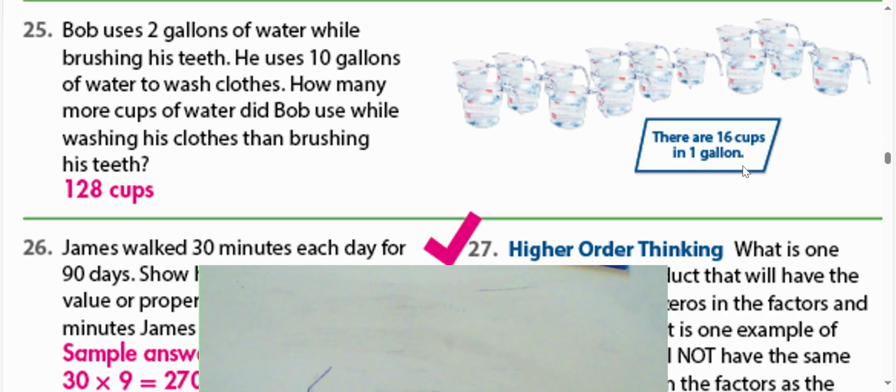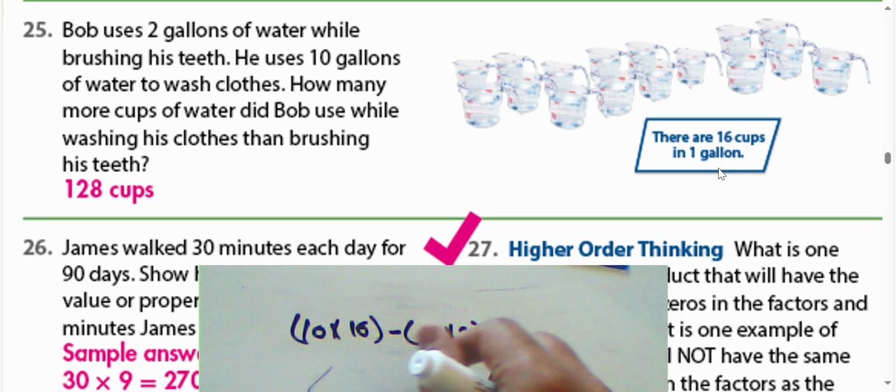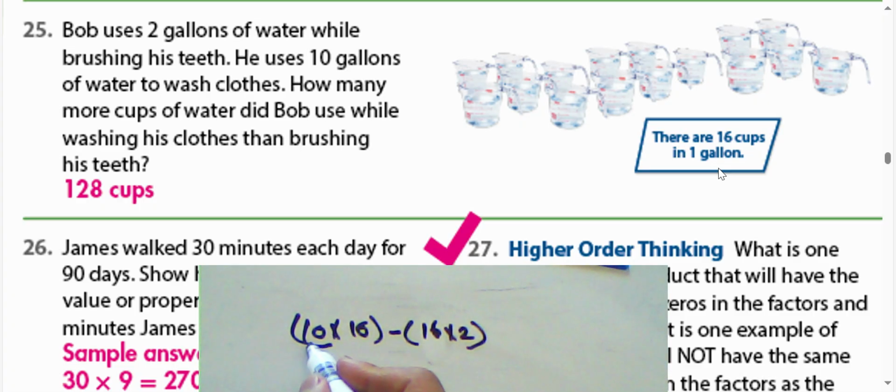We have 16 cups in 1 gallon. Okay, then we can write 10 times 16 minus 2 times 16. Each gallon contains 16 cups. Understood? First, he used 10 gallons of water to wash the clothes, and also used 2 gallons of water while brushing his teeth. We can multiply and find the difference between the two numbers.